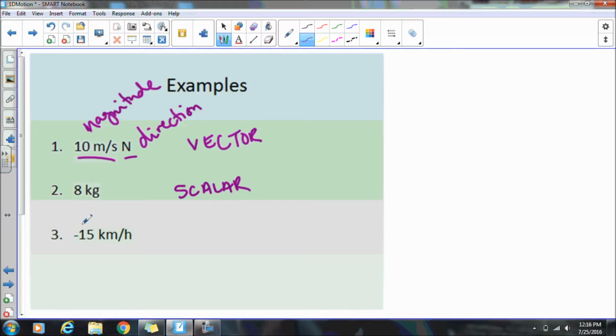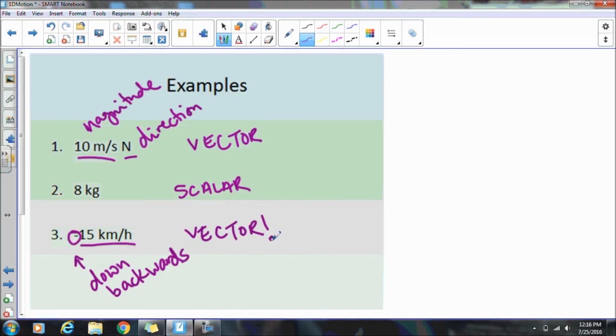And then number 3, we have negative 15 kilometers per hour. So we have 15 kilometers per hour, which is negative. That negative is implying either down or backwards, which is a direction. So this one is a vector. That negative is a direction.